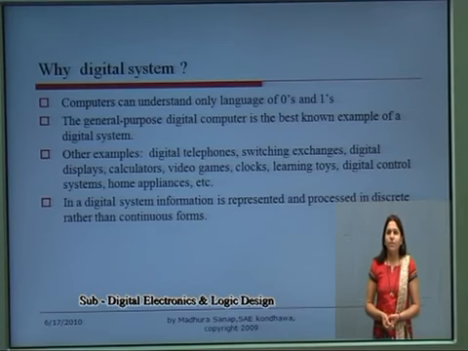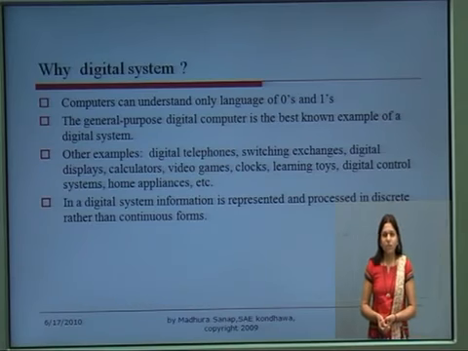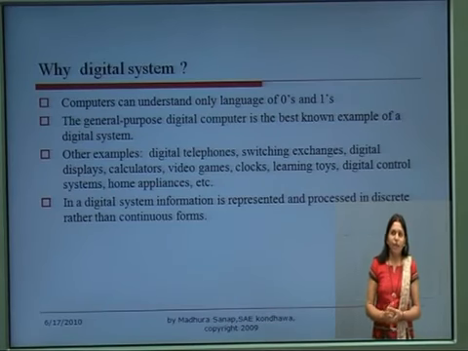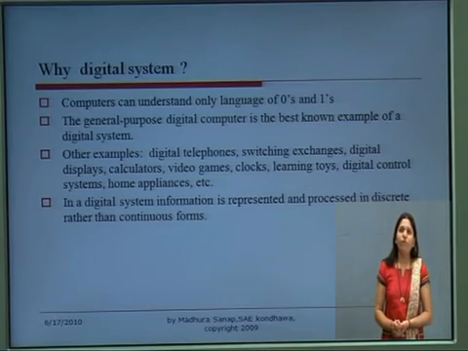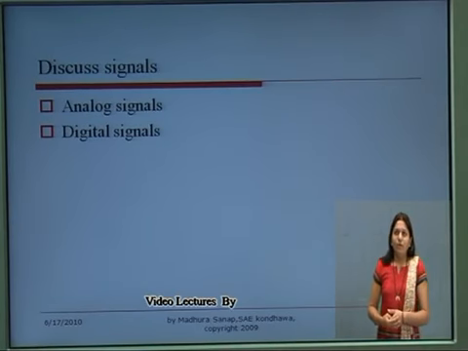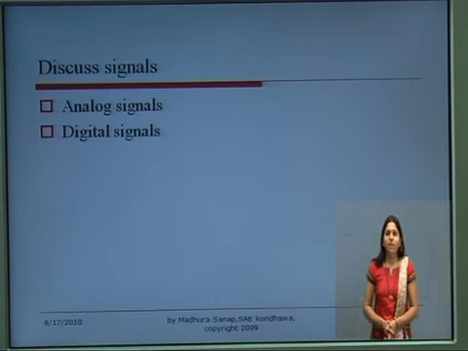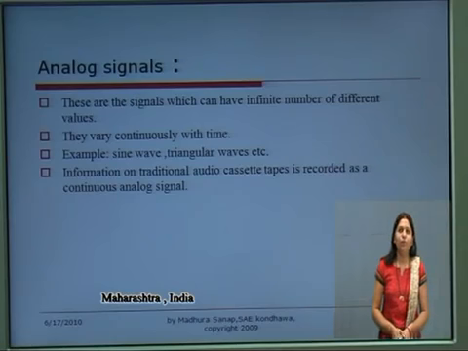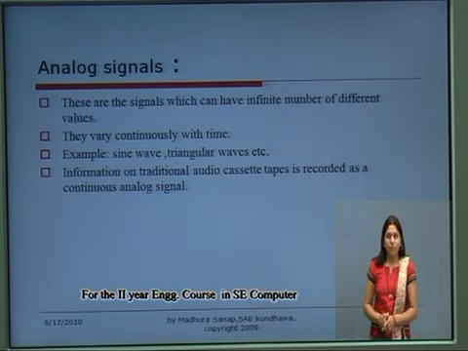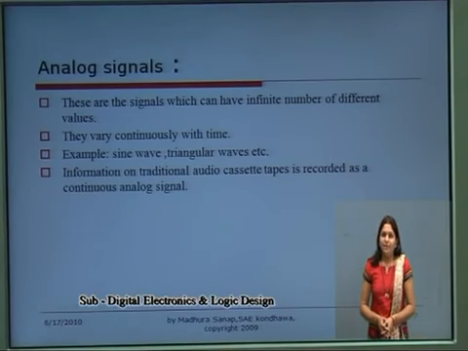A digital system is represented and processed in discrete form rather than continuous form. What is continuous form? Whenever we have a transmission in the form of a continuous signal. Right now we are discussing digital data, in the form of ones and zeros. First of all, we have to think about what a signal is, and what an analog signal and a digital signal are. Analog signals are signals which can have an infinite number of different values, meaning they vary continuously with time. As per the time it will change. For example, triangular wave, sine wave, etc.